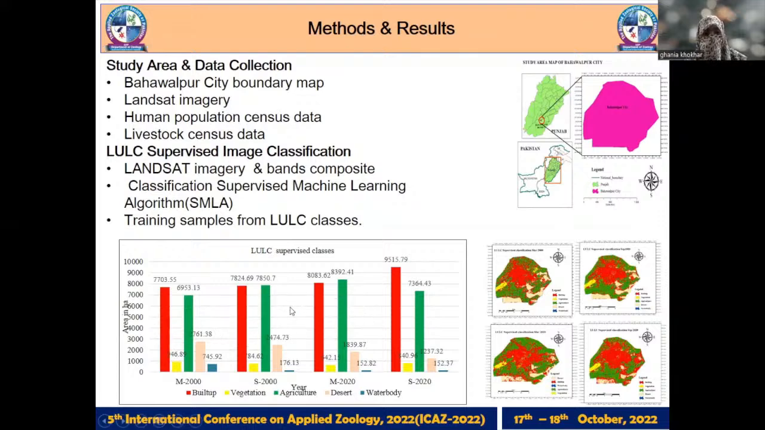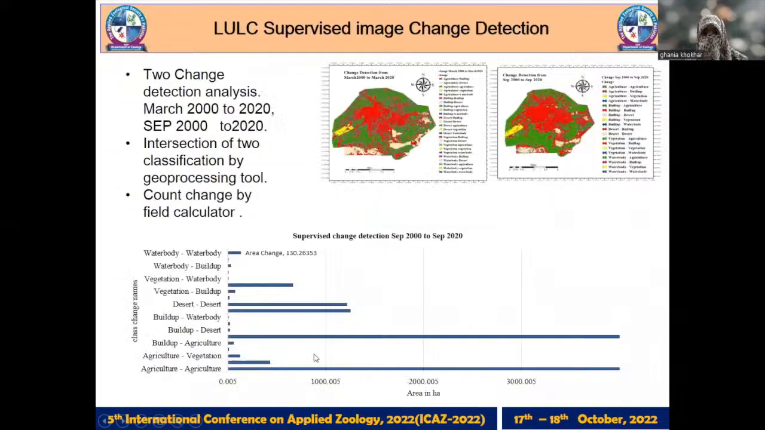The same area has been calculated for desert, and the trend is different. You can see the desert has a decreasing trend. The area has decreased within the time span of 20 years. Change detection analysis was done between these classifications: two change detection analyses, March 2000 to March 2020 and September 2000 to September 2020. It is done through an intersection of two classifications by a geoprocessing tool, and the area is calculated by count change with the field calculator.